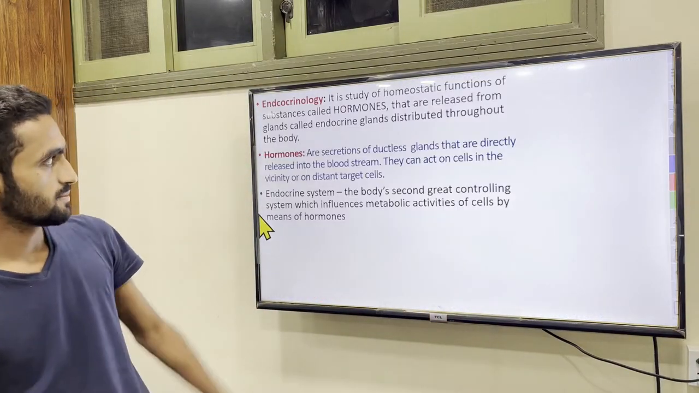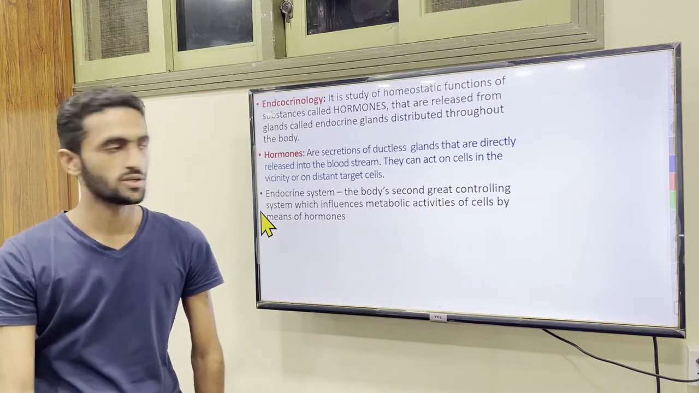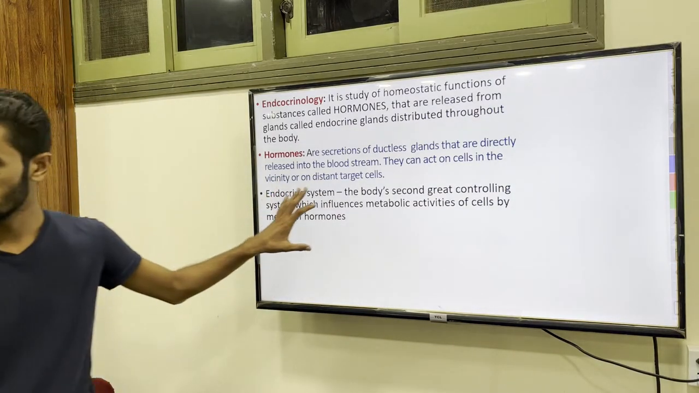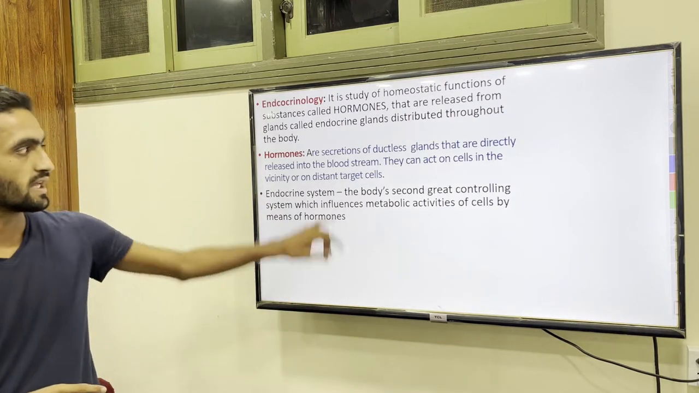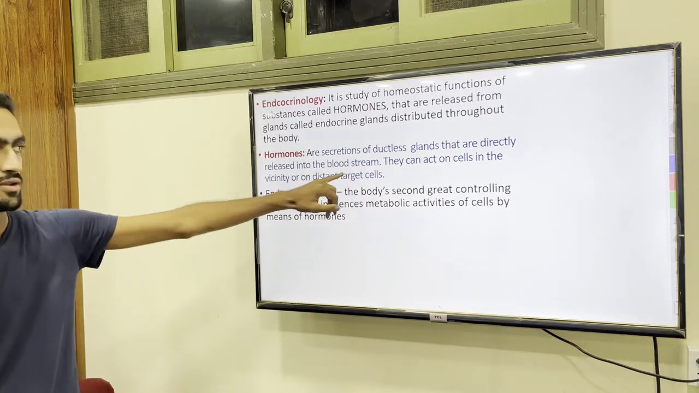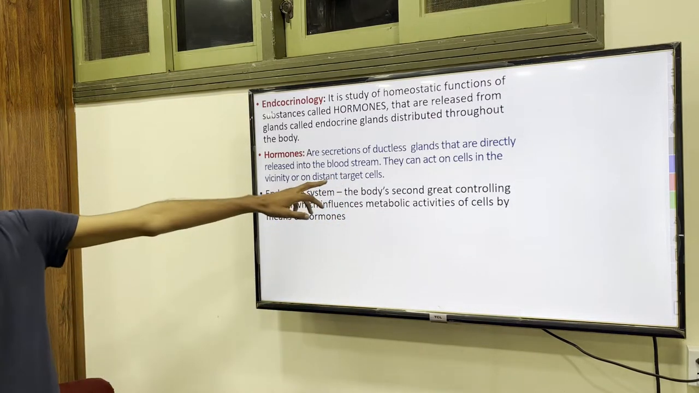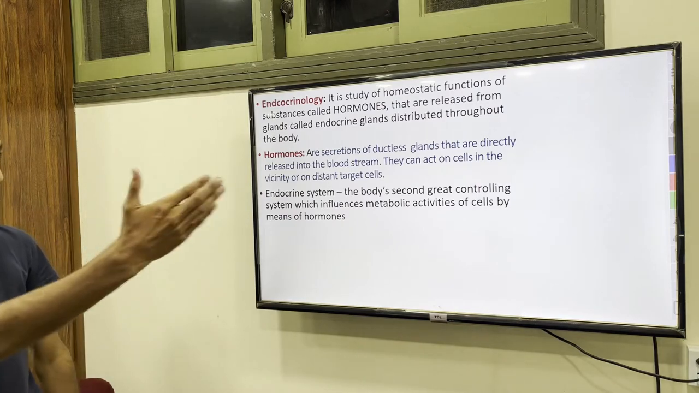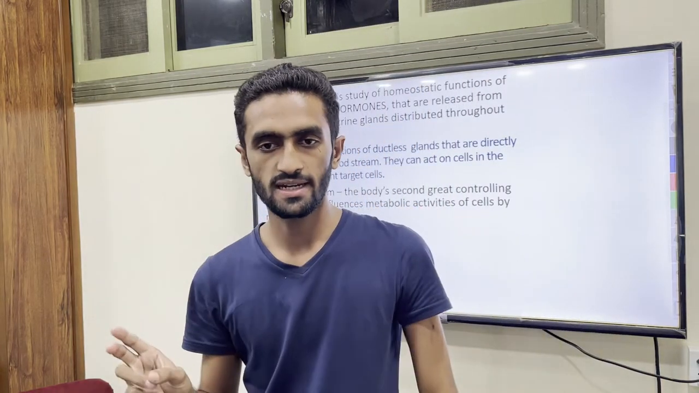The study of the endocrine system is called endocrinology. Its secretion is the hormone, which goes ductless into the bloodstream and can act on distant target cells, so their target cells are wider. Your endocrine system is a regulatory system, and after the brain, it's very important.